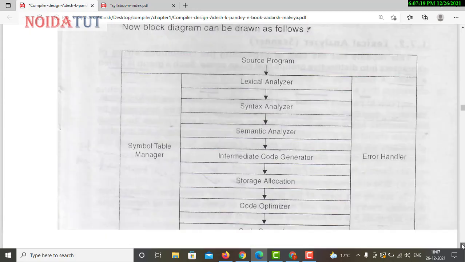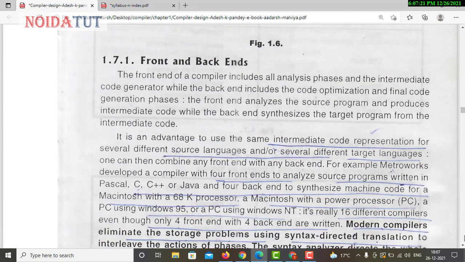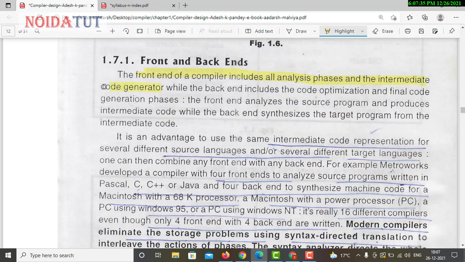Now proceeding further, we have seen the block diagram, front and back ends, just like the first four phases of the compiler in the front end. The front end of the compiler includes all analysis phases and the intermediate code generator, while the backend includes the code optimization and final code generation phases. The front end analyzes the source program and produces the intermediate code. Fine, we have already seen all these things.